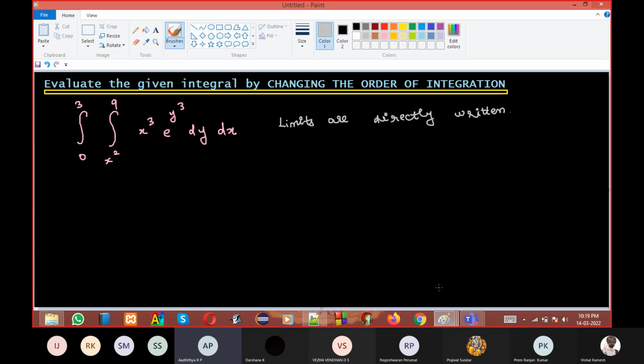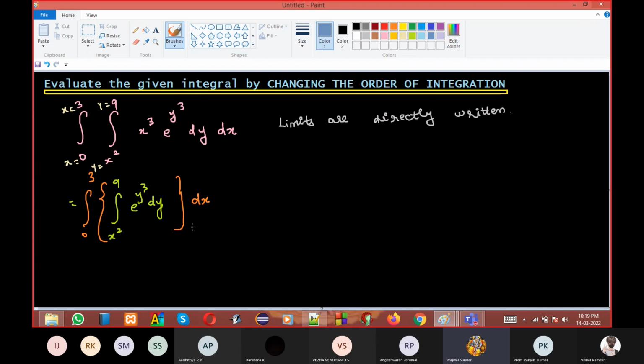I think we have to substitute. I mean, e power y cube is there, right? So tell me what is the substitution. You are doing the integral from x squared to 9 initially with respect to dy, because these are the limits for y, and these are the limits for x. I'm writing x as constant, so I'll write the integral of e power y cube dy, and finally I'll integrate 0 to 3 dx. Tell me, can you evaluate this integral? Is it evaluatable?